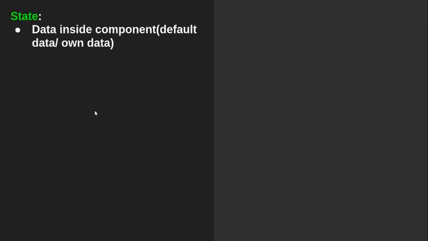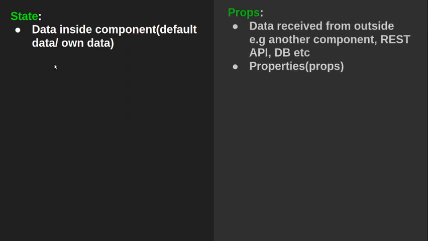When data is flowing, state is data inside the component, like its default data or its own data. Props is different: props is also data, but it means data coming from another place. It's not its own data, it's received from outside. As an example, we normally receive some data from a REST API or from a database, sending and receiving using some library, you can use fetch or Axios, and this is coming in. The name props comes from properties.